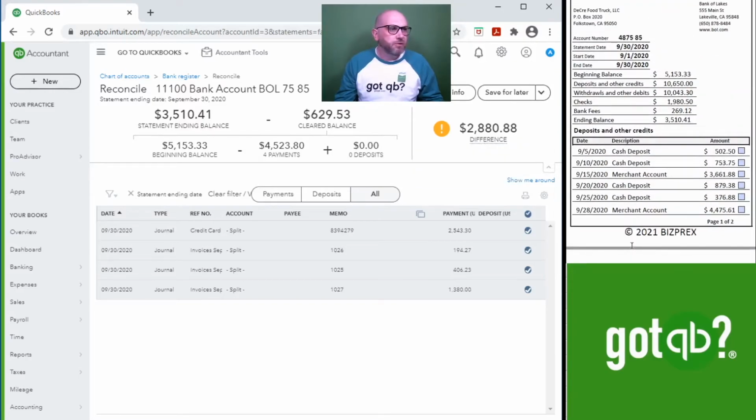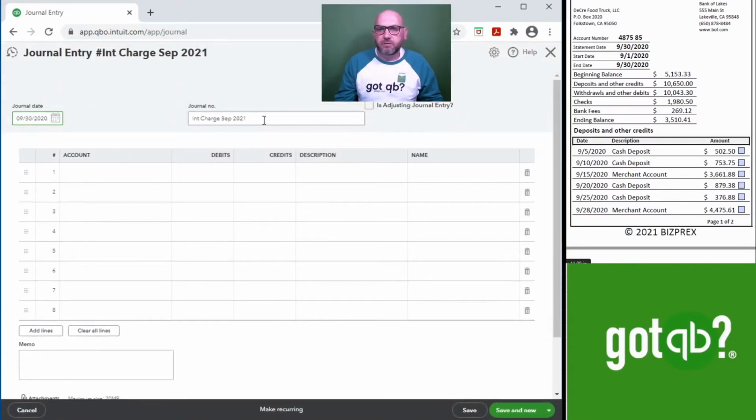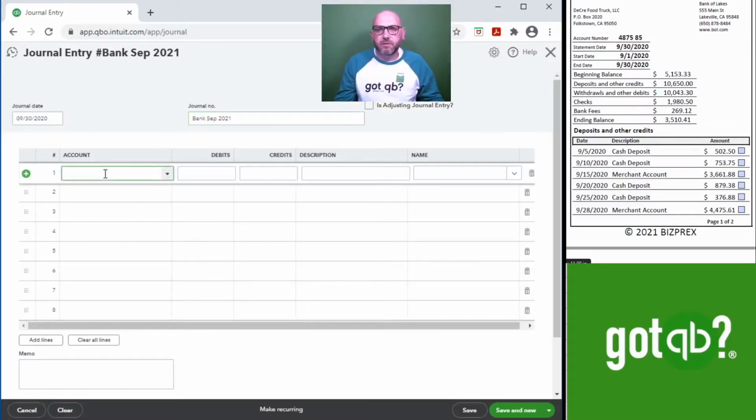So can we book it in one transaction? Yes, absolutely. That's the cool part about it. It's the cool part about general journal entries. They allow you to do that. So let's do this. Bank, September 2020, end of the month. Let's book all of them. And again, we're going to use the shortcuts that we know, right, to save a little bit of time and space.